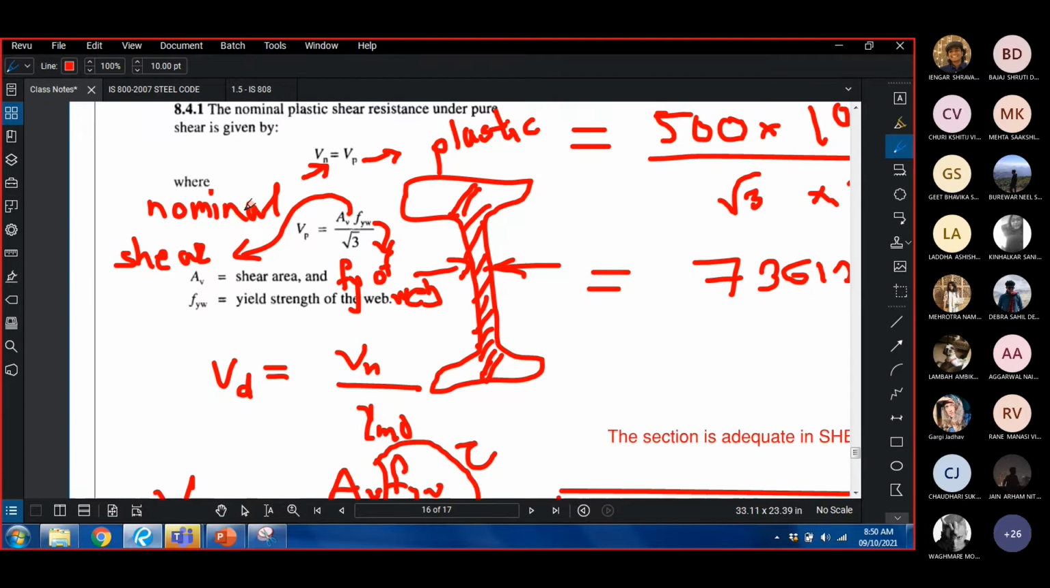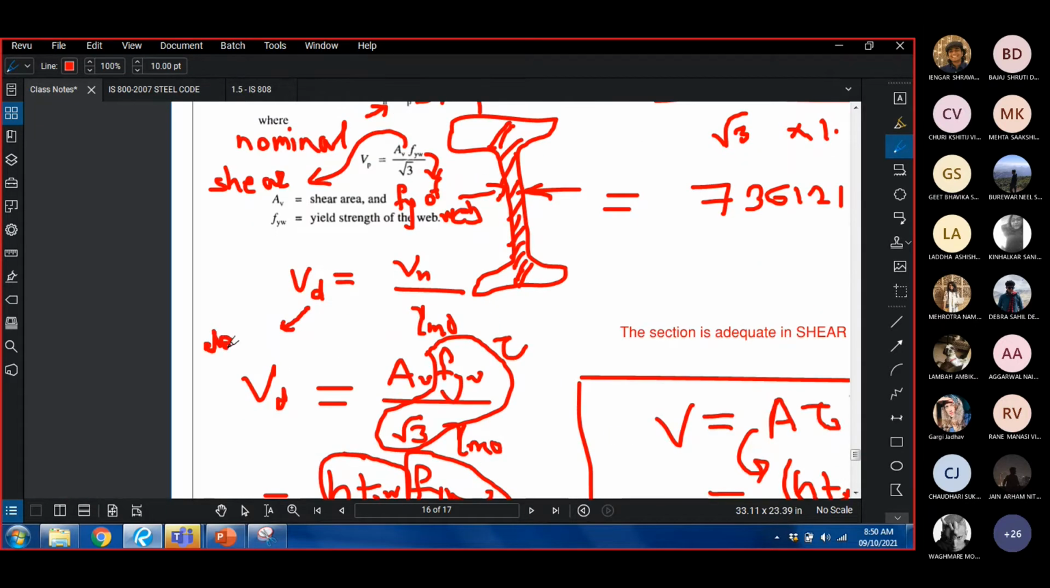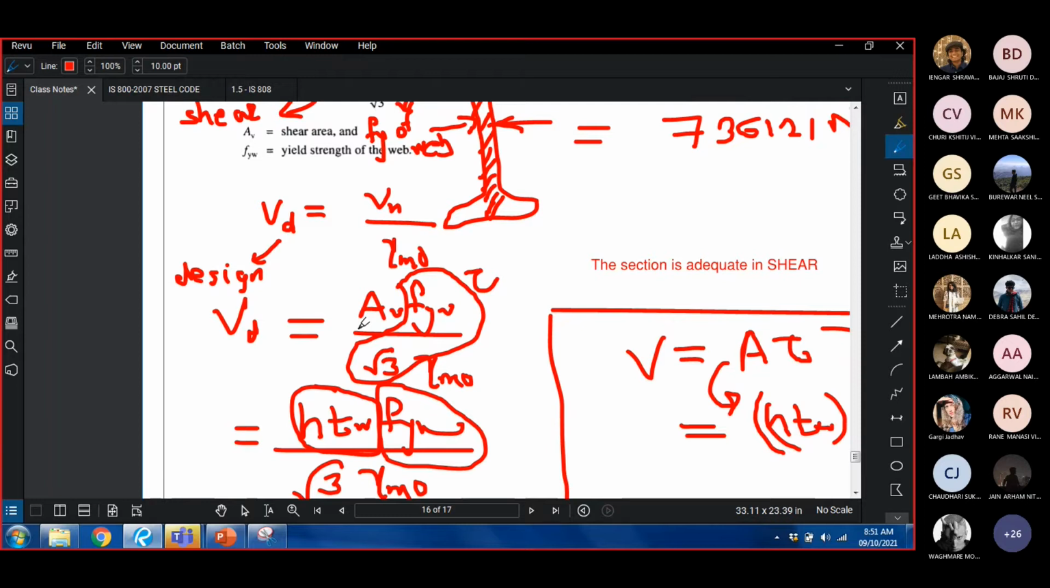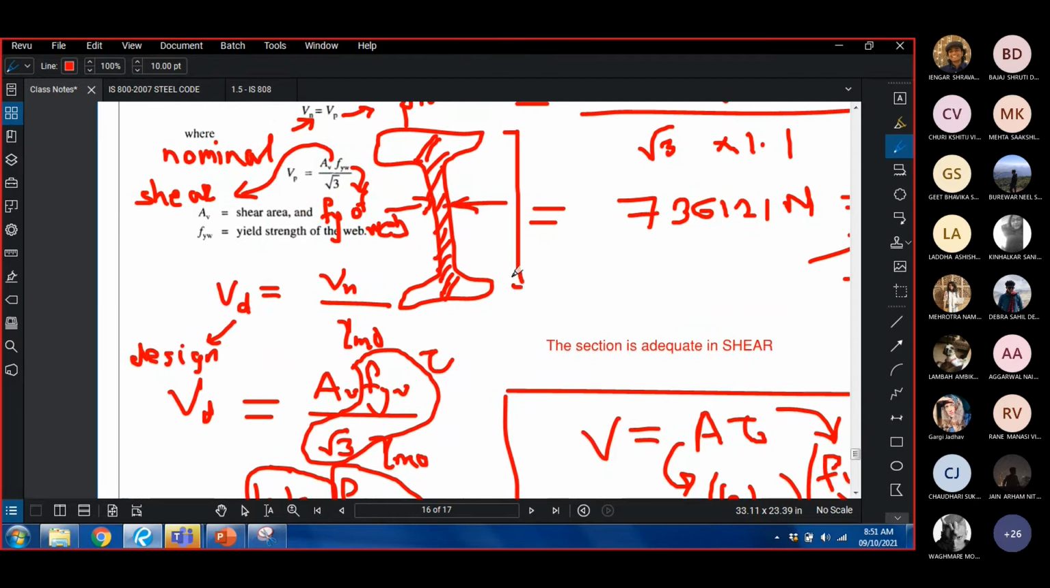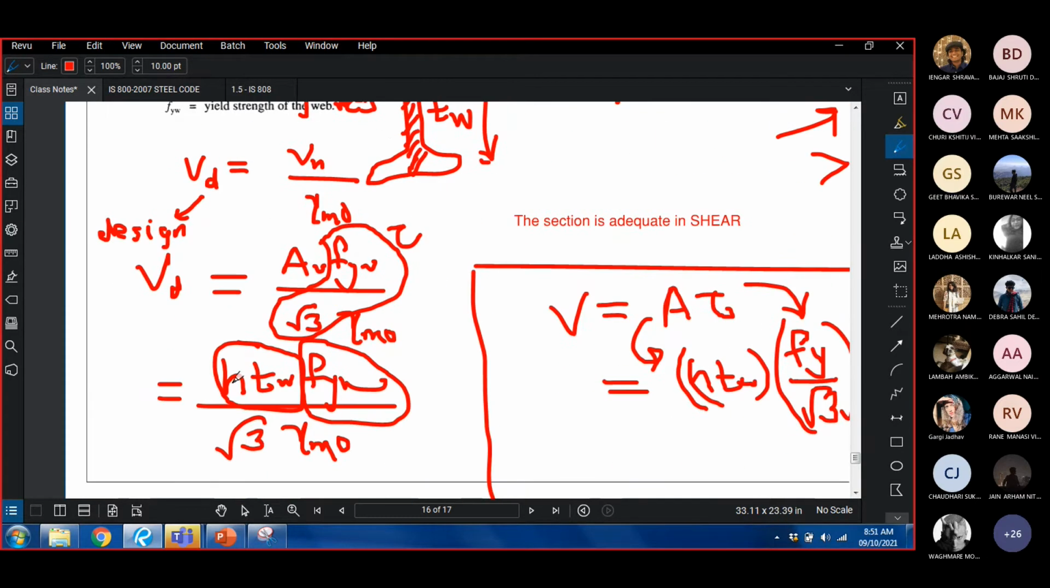FyW. Now this D stands for design. Anything when we say design, there's a factor of safety involved. Since we are calculating strength, we divide it by factor of safety. So this is AV into FyW upon square root of 3 gamma m0. AV is the total depth of the section, which is denoted by H, and thickness of the web, which is denoted by TW. Therefore, this is H TW FyW upon square root of 3 gamma m0. You already know this.